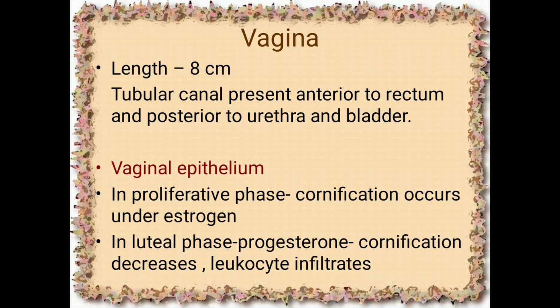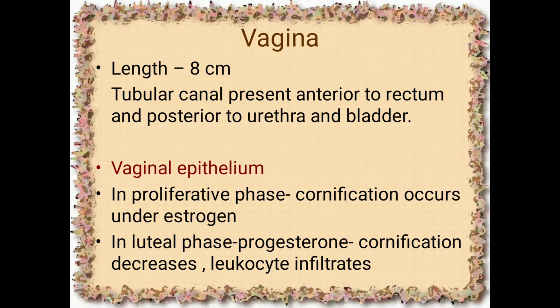And then vaginal epithelium. This vaginal epithelium changes during different phases of menstrual cycle. In menstrual cycle, there are proliferative phase and luteal phase, which I will be discussing in the menstrual cycle. So what happens to the vaginal epithelium in proliferative phase and luteal phase?